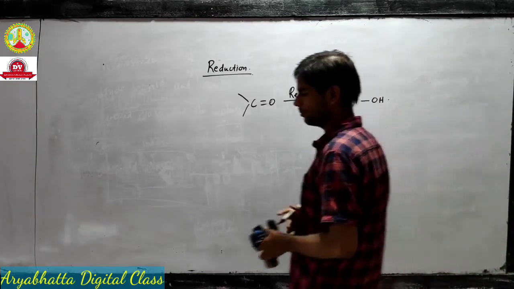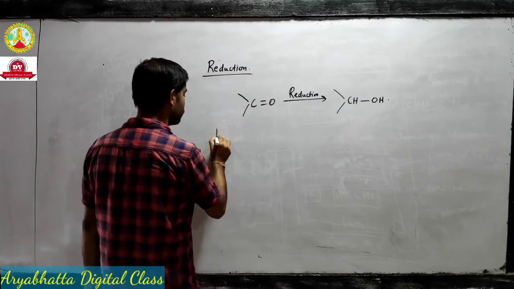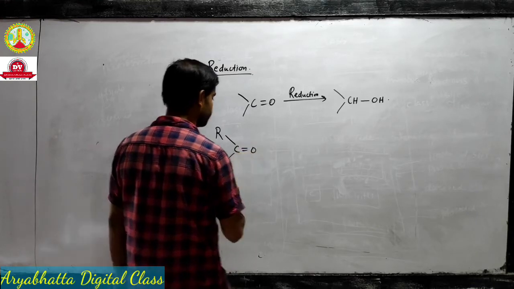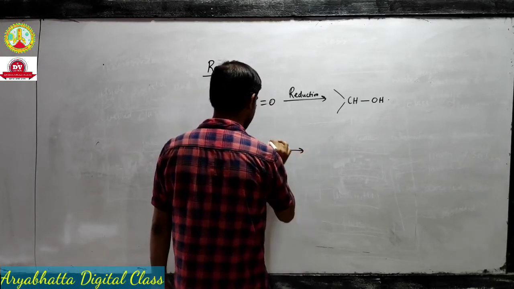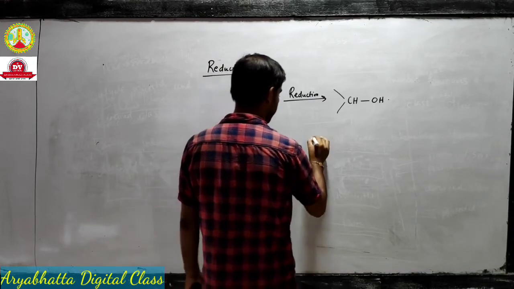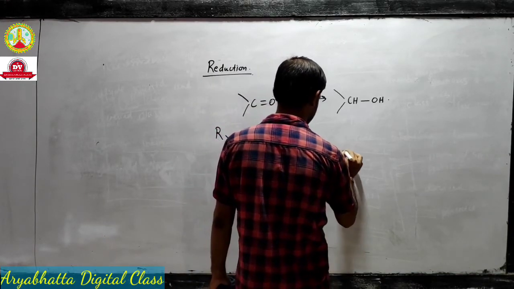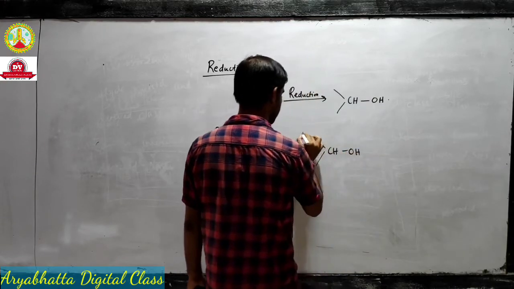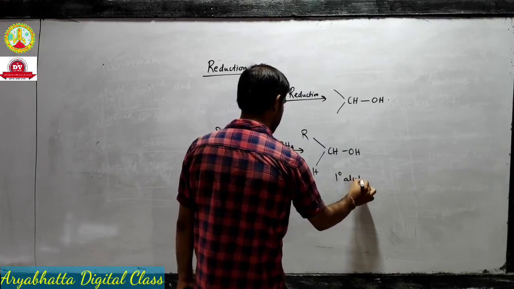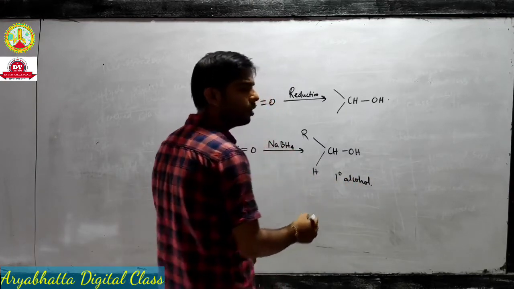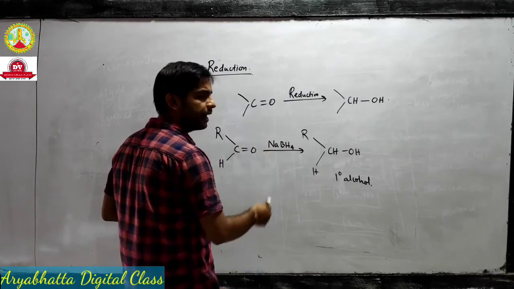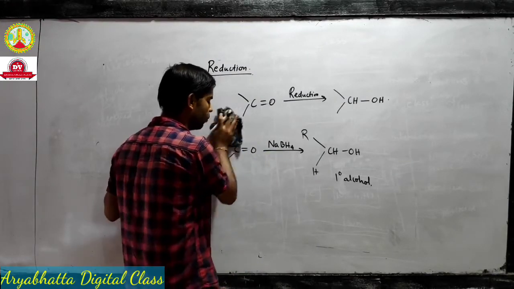So see, if we use one aldehyde, and suppose we use NaBH4, then we get one degree alcohol. Since 1 degree alcohol produces aldehyde on oxidation, the reduction of aldehyde will produce 1 degree alcohol.